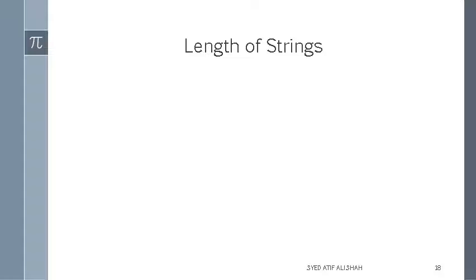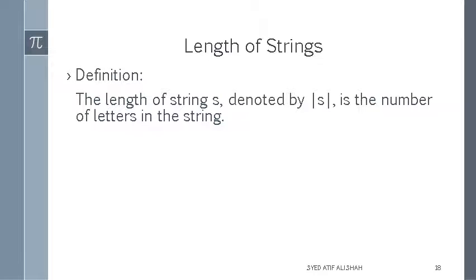Length of a string. It is represented by the pipe sign and it means the number of letters contained by a string. Let's say we take an example. Sigma is equal to {a, b}. So we have a string abbab. The number of letters it contains is 5. So we may say that the length of a string S is equal to 5.